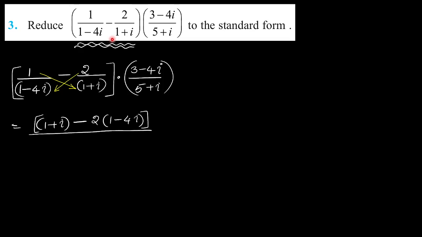It is a tough question taken from the miscellaneous exercise. The denominator is to be multiplied: 1 minus 4i into 1 plus i. Into, there is another one after that: 3 minus 4i divided by 5 plus i.